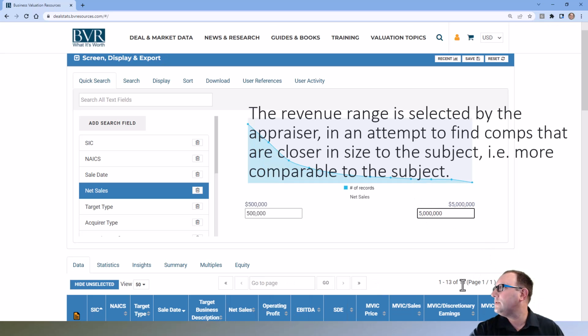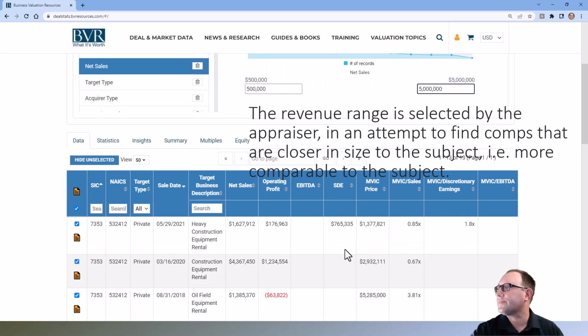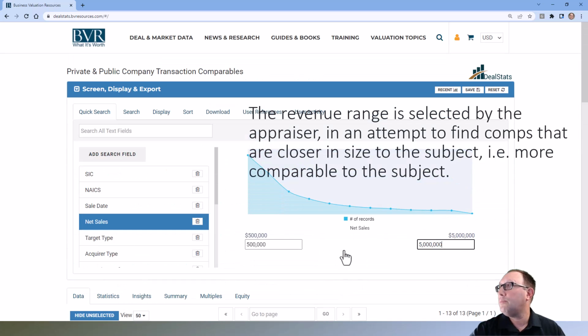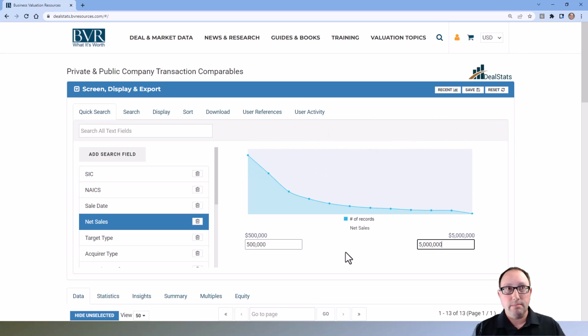So now we're down to 13 transactions. Okay, that's doable. Let's look at those. Now, something else I want to point out here before I get into looking at these transactions. The private company transaction method for business appraisal relies on one other very commonly used phrase.